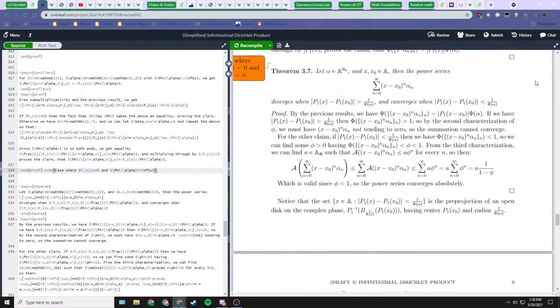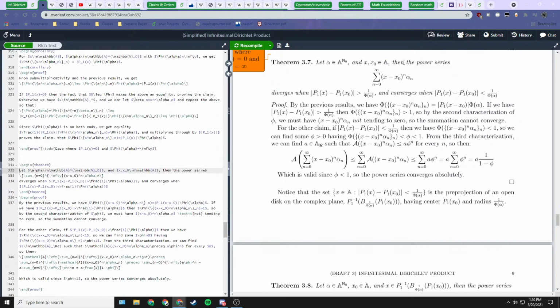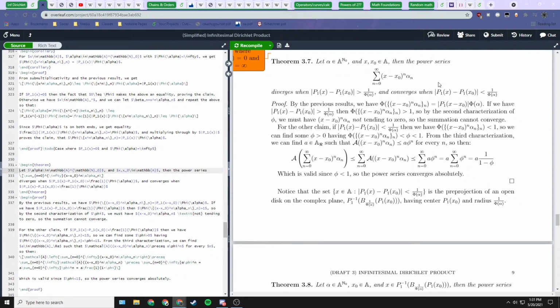It's not super important. So our next theorem is: take alpha in this series space, and this is for the convergence of power series. So alpha is any sequence. x and x0 are in our space A, and we have this power series, the standard power series with center point x0 and coefficients alpha sub n, and we want to say this will actually, hold on.